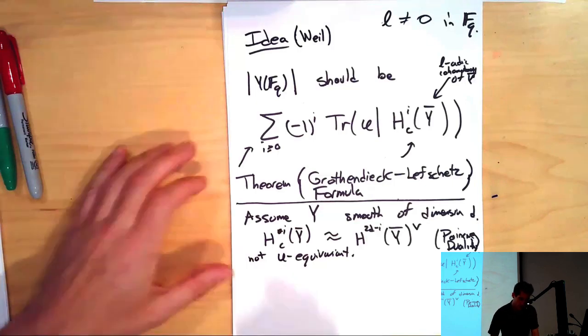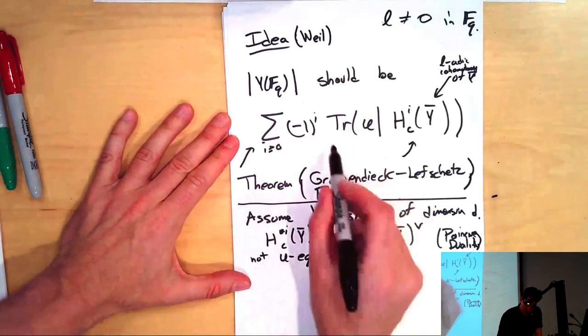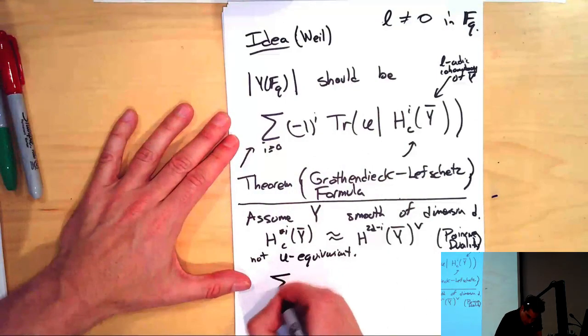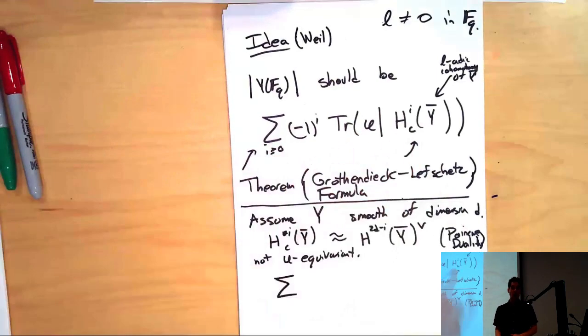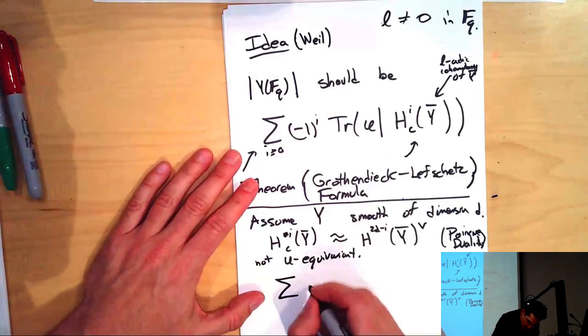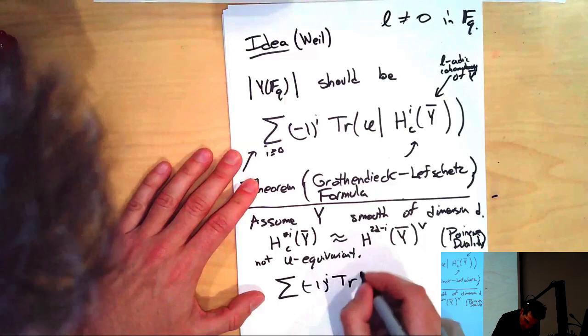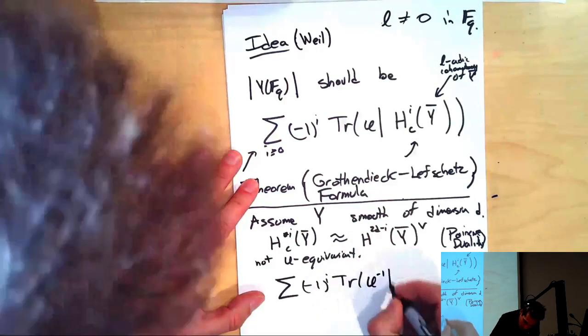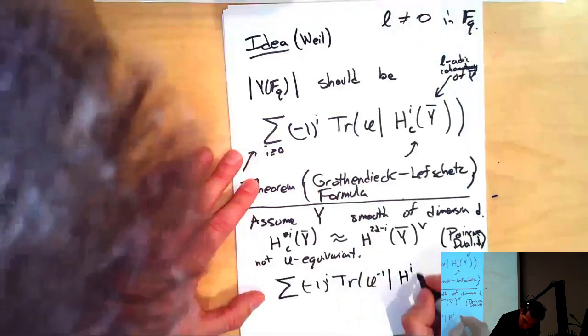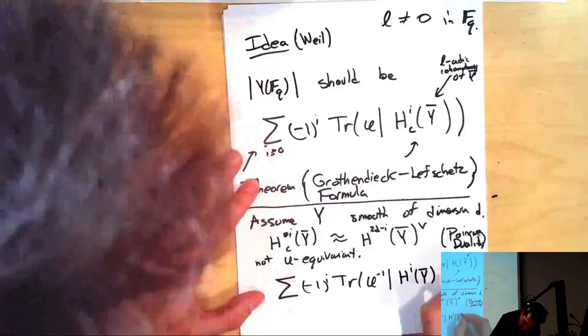So the upshot of this is that if you want the trace of Frobenius on the compactly supported cohomology of Y, another way of getting that is to take the sum of the trace of the inverse of the Frobenius map on the cohomology groups of Y bar.